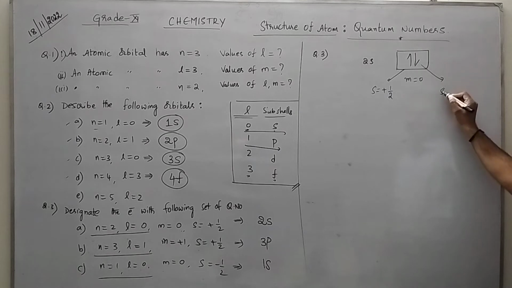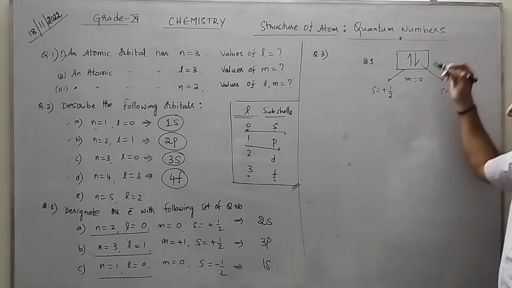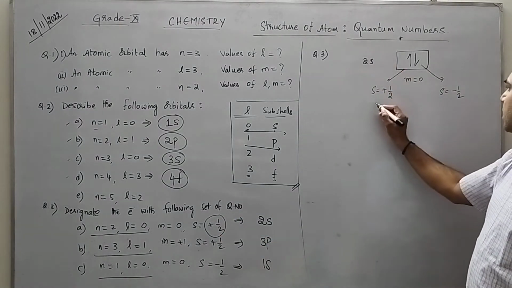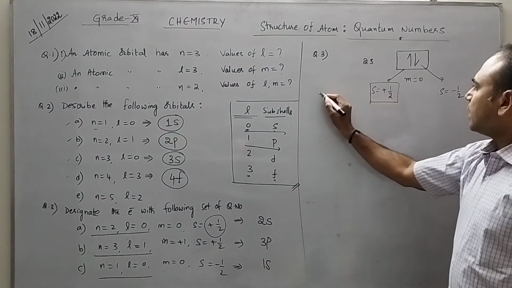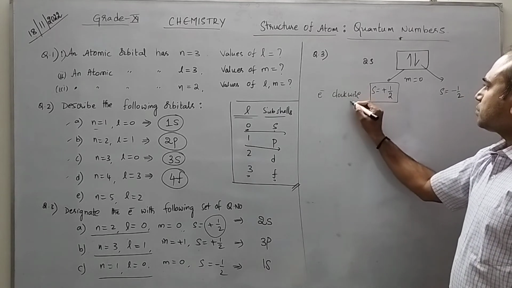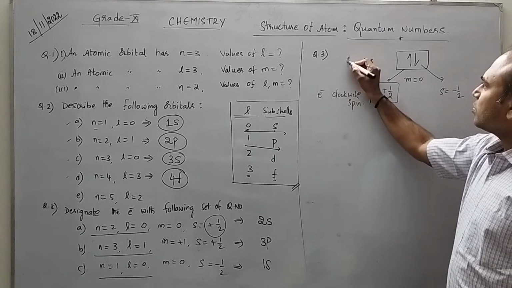Next, second one, the spin is minus half. Arrow mark down indicates the anti-clockwise spin. All this we have discussed. Now here they have mentioned it as plus half. Hence we can say that this particular electron is having clockwise spin. So this is about the first one.